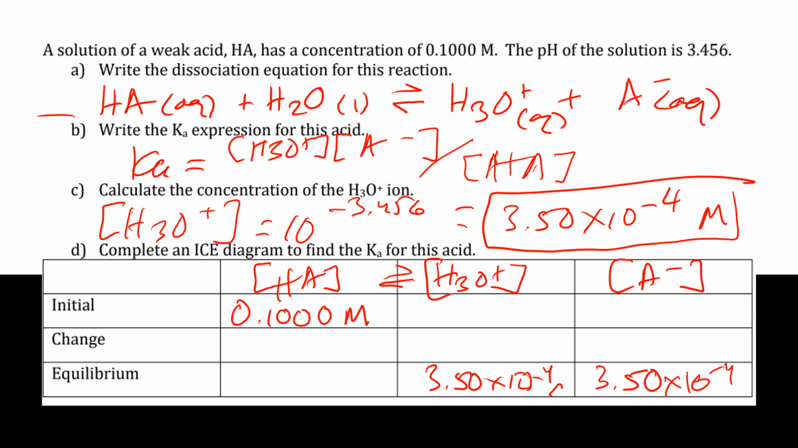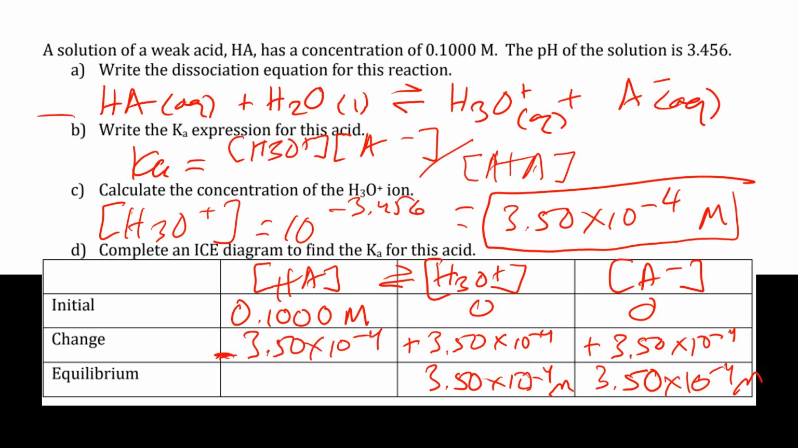So that means I started off with 0 for these because it doesn't mention anything. So we're going to assume that's the case. So how much does this change by? Plus 3.50 times 10 to the negative 4. My weak acid will decrease by this much because that's the ratio. So minus 3.50 times 10 to the negative 4. So when I subtract this out, I end up with 0.0997 molar.